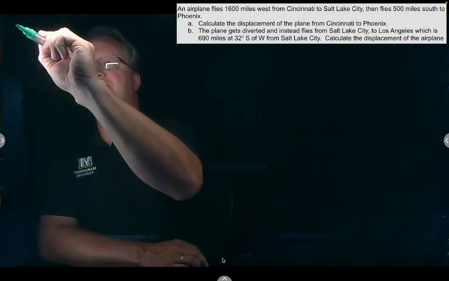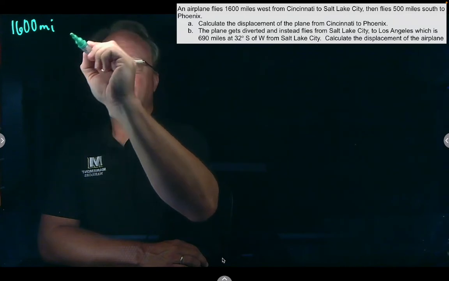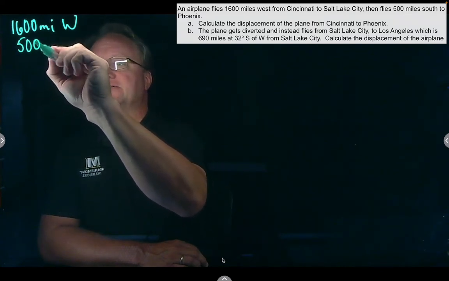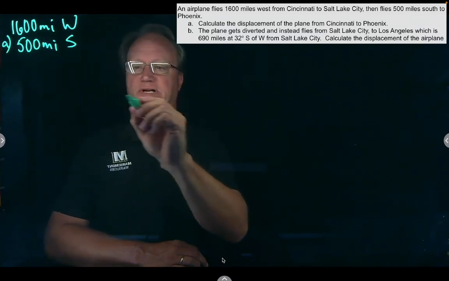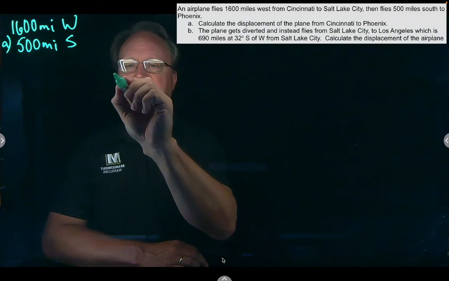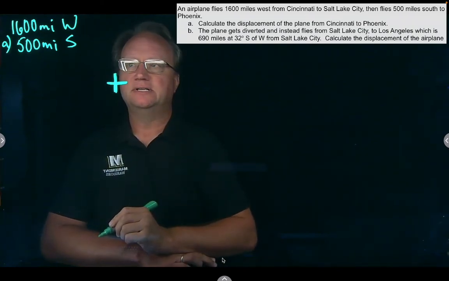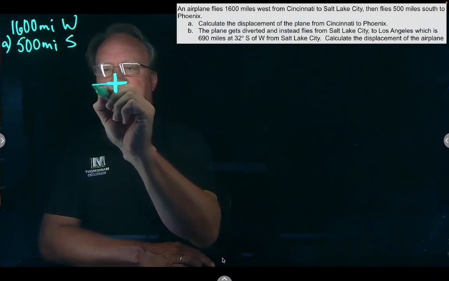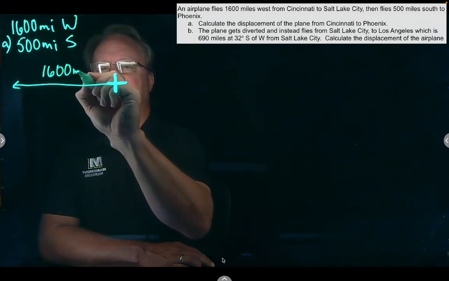So we have two vectors, 1,600 miles west, and then our second vector 500 miles south. Okay, so I'm going west and south. I'm going to draw coordinate axis, which is my starting point. And then I'm going to start out with a longer vector to the west and label that 1,600 miles.